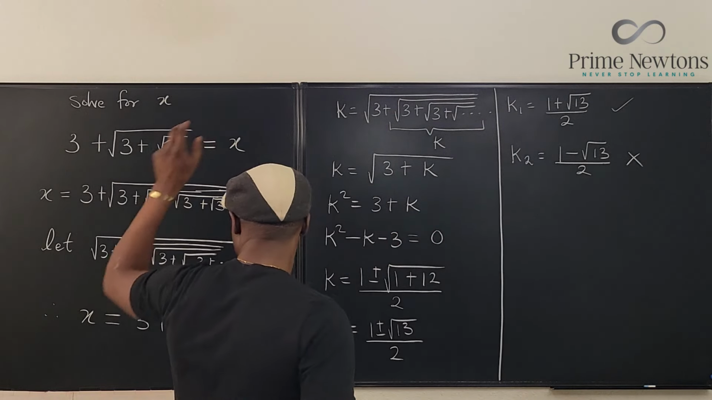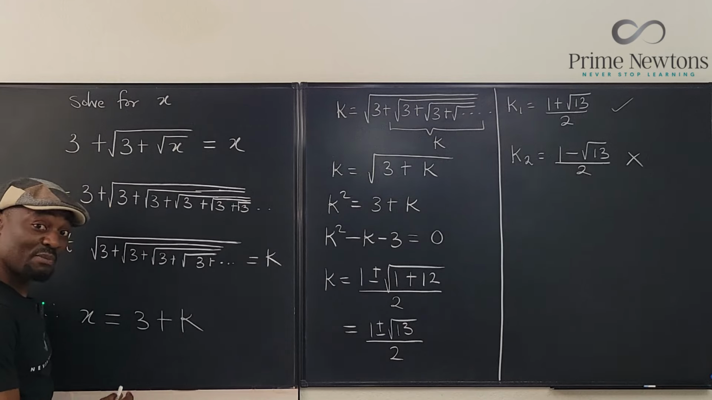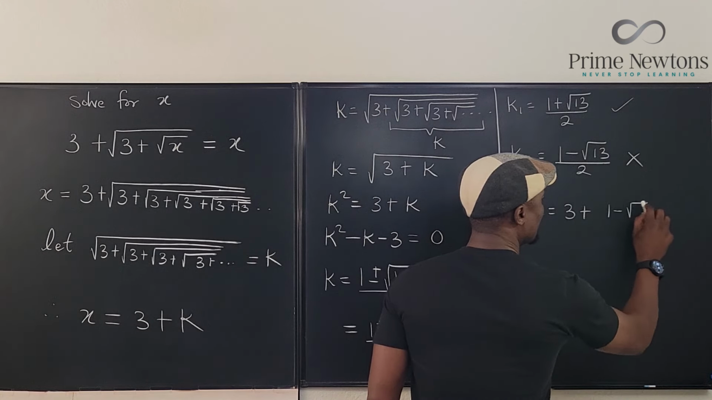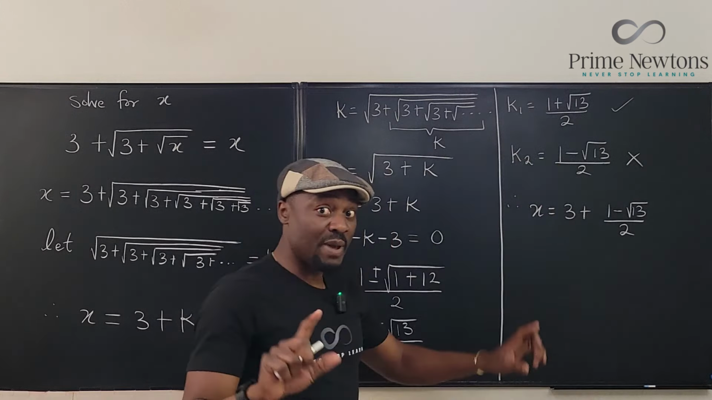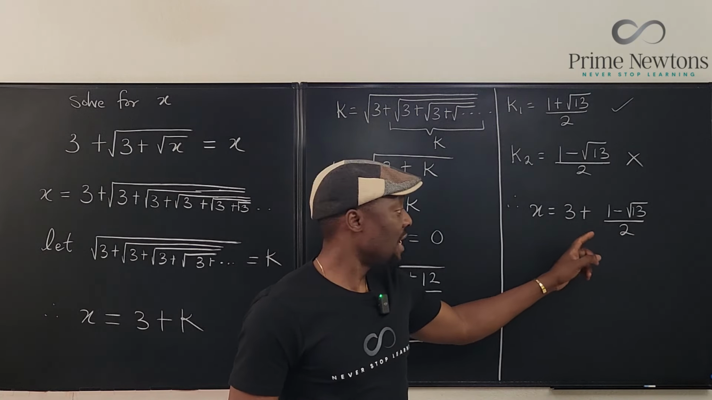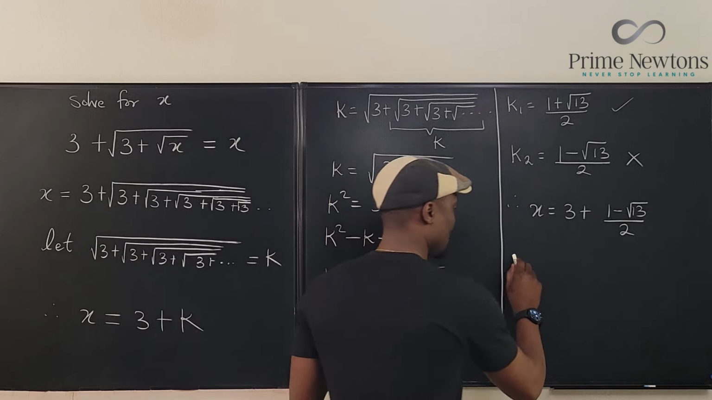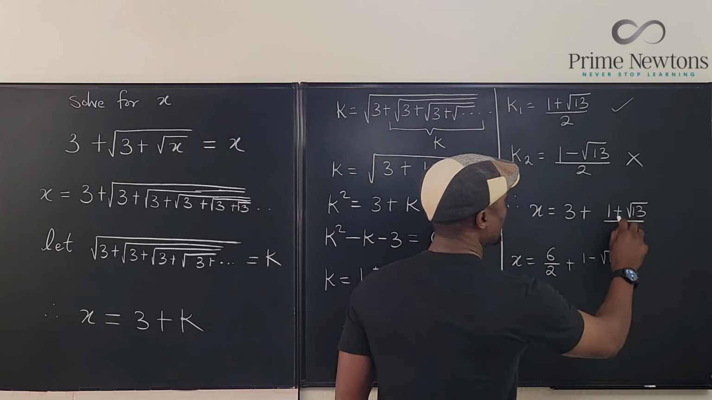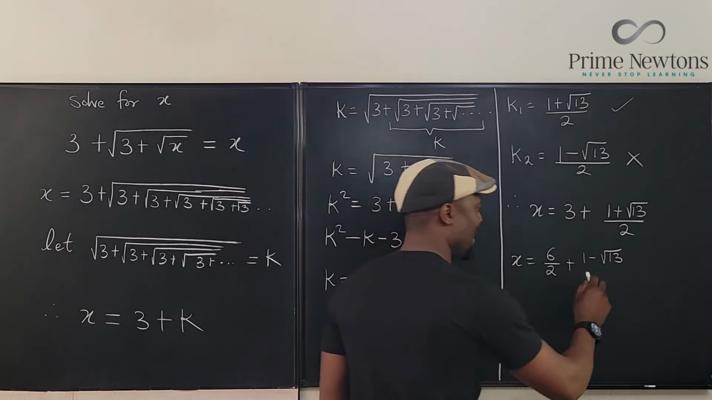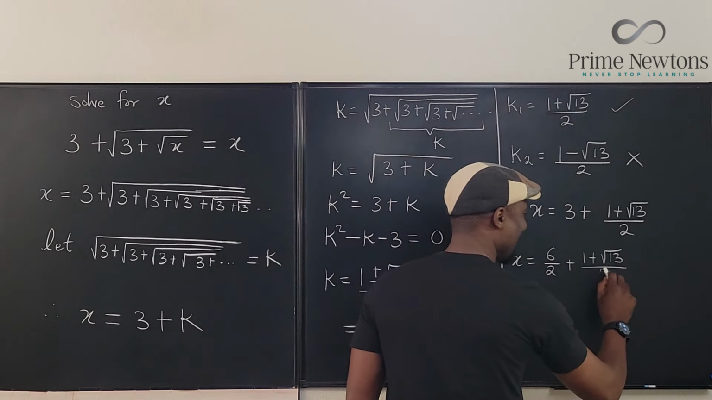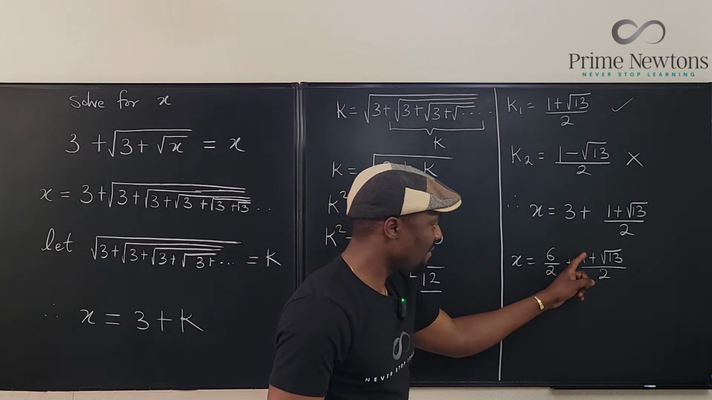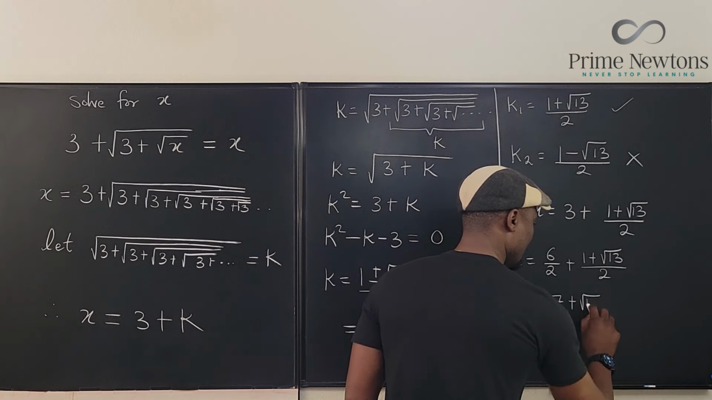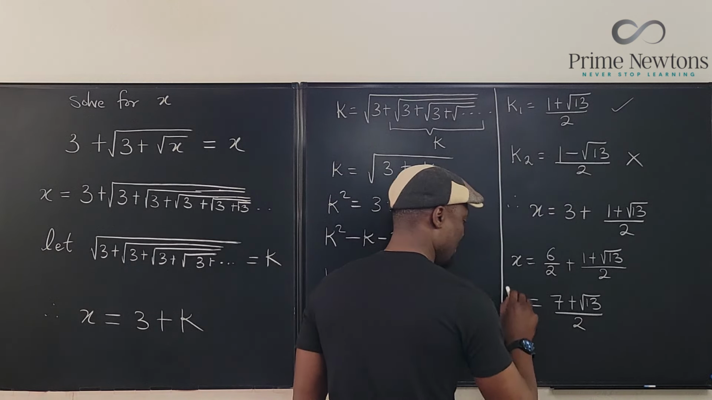So let's go back and get what x is. Remember our declaration from the beginning, x is 3 plus k. Nice. So we say, therefore, x is equal to 3 plus 1 plus the square root of 13 divided by 2. If you do your basic algebra well, you get a common denominator. This is going to be 6 over 2. So x equals 6 over 2 plus 1 plus square root of 13 over 2. Is it minus? Plus, come on. Hey, this guy tempted me. See, negative vibes. So if you add up everything, this is going to be 7 plus the square root of 13 divided by 2. That's 7 plus rad 13 over 2. That is the value of x.